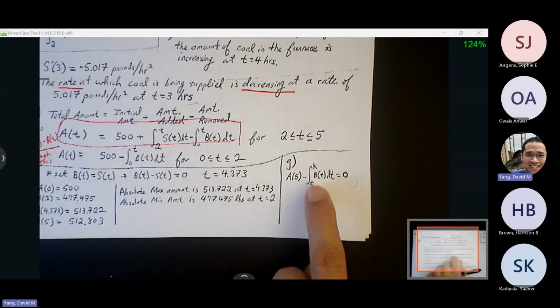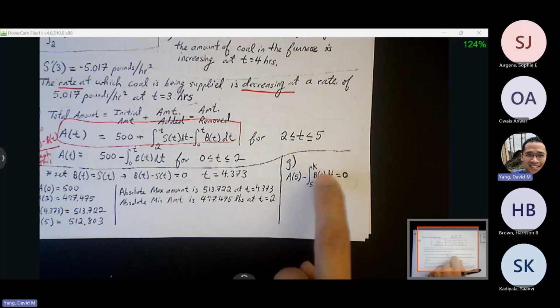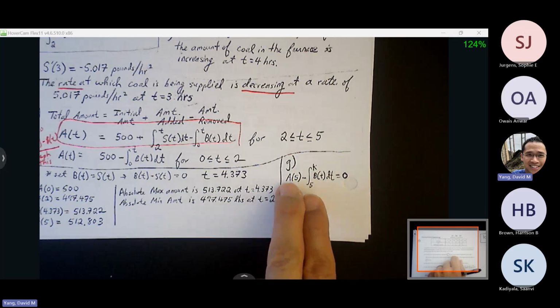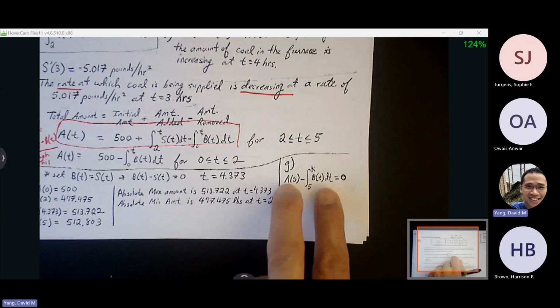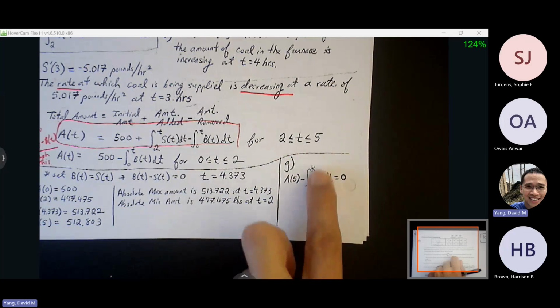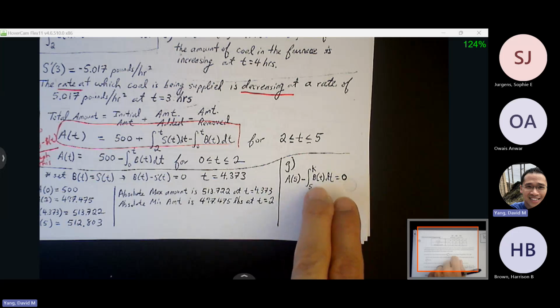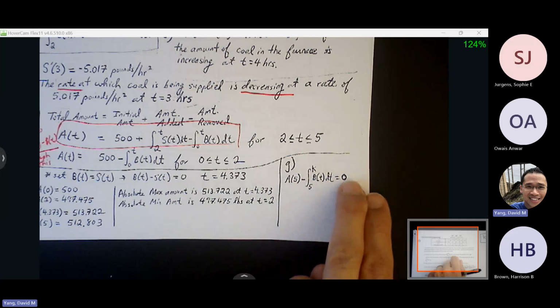We just need to figure out however long it's going to take from 5 until time k, where this integral of B of T is going to burn out all the coal that we've gathered up until A of 5. So here's our equation here. We want to be able to burn the rest of the coal so that A of 5 minus the integral from 5 to k of B of T will equal 0.